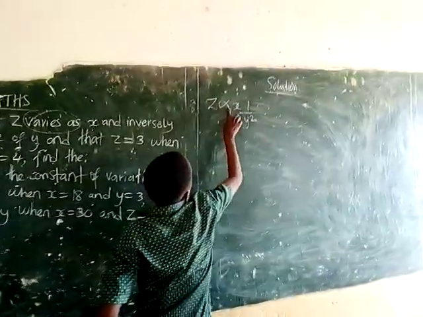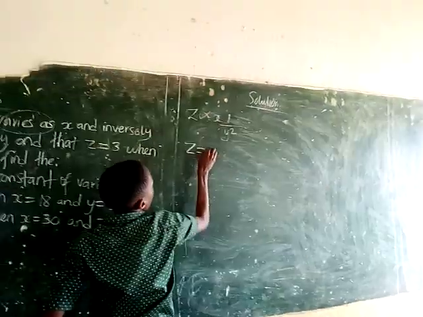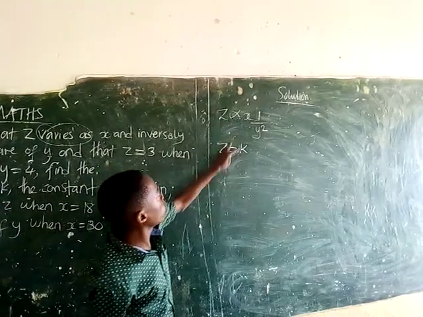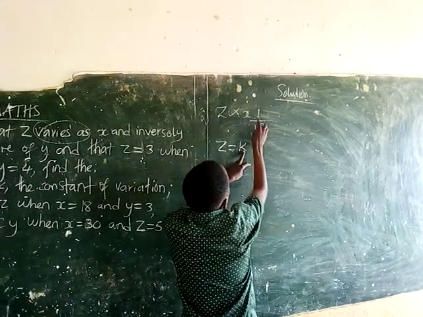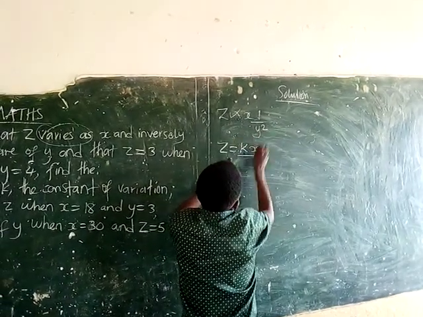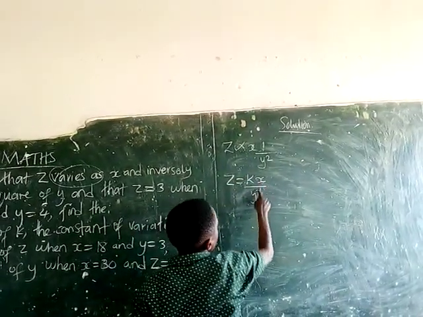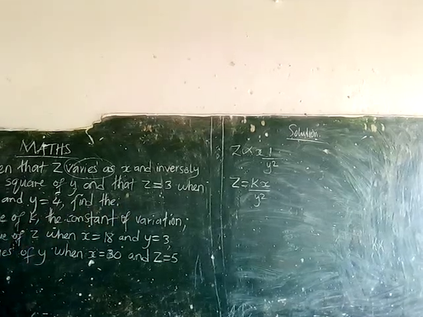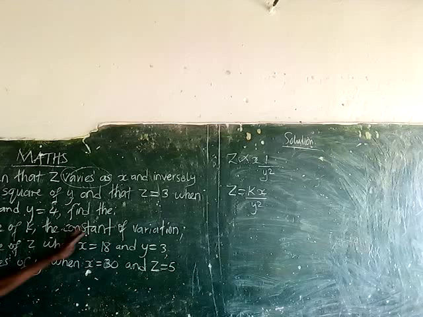So now in place of the varies-as symbol, we are going to put the equal sign and also introduce the constant of variation k. Then we say k times x times 1, this is kx over y squared. So this is the equation connecting the variables z, x, and y. Having come up with the equation, now let's calculate the first question, which says find the value of k, the constant of variation.